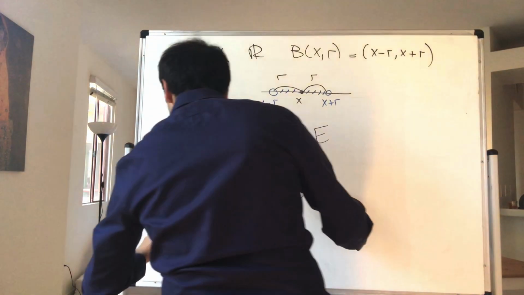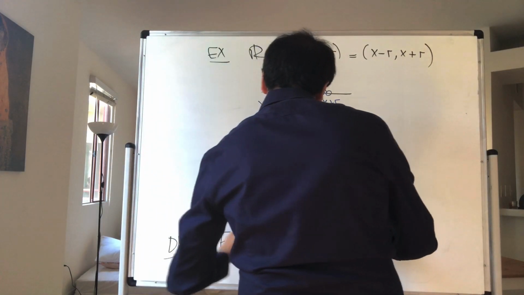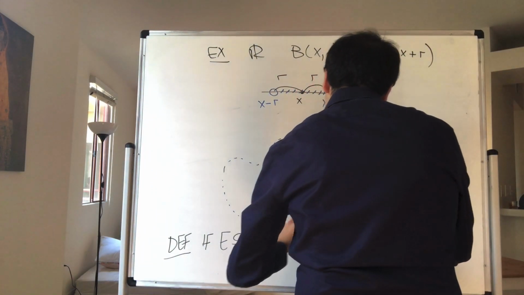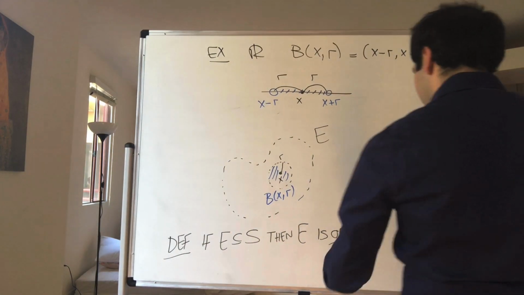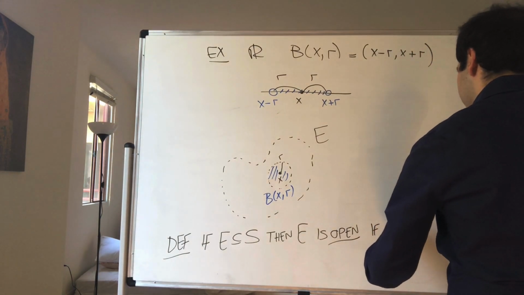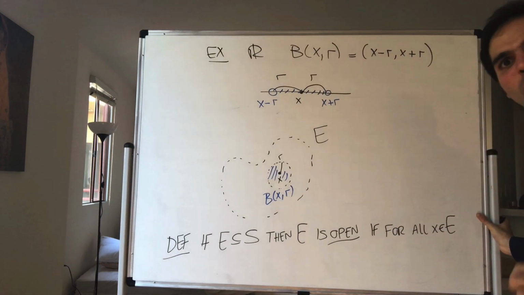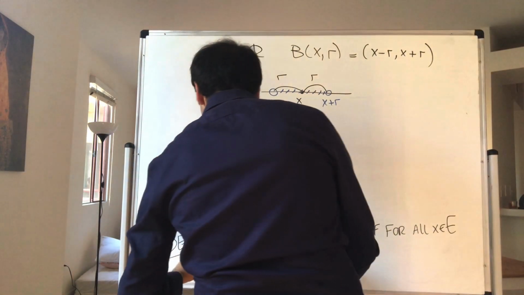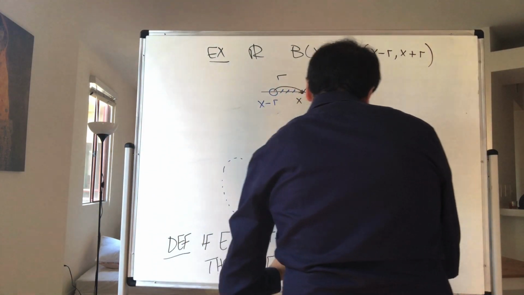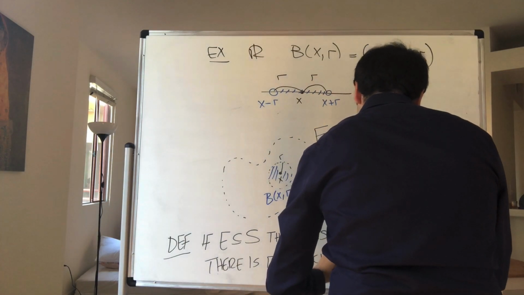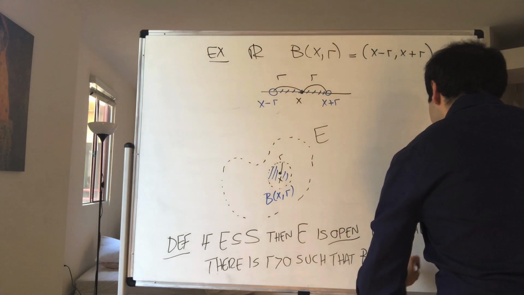So, definition. If E is a subset of S, then E is open, technically open in S, if for all x in E, we can fit some small ball inside E. So there is a small enough radius r such that the ball centered at x and radius r is included in E.